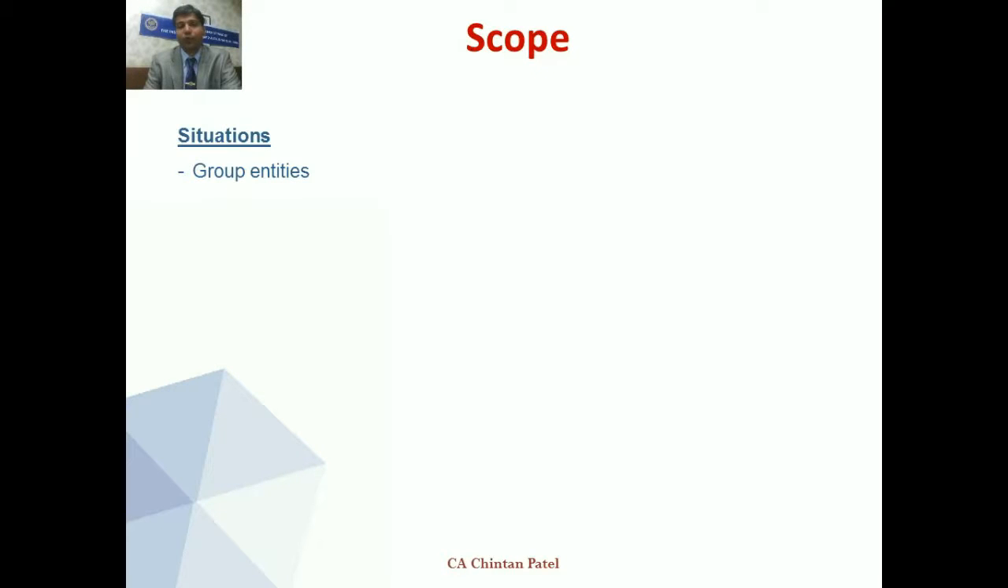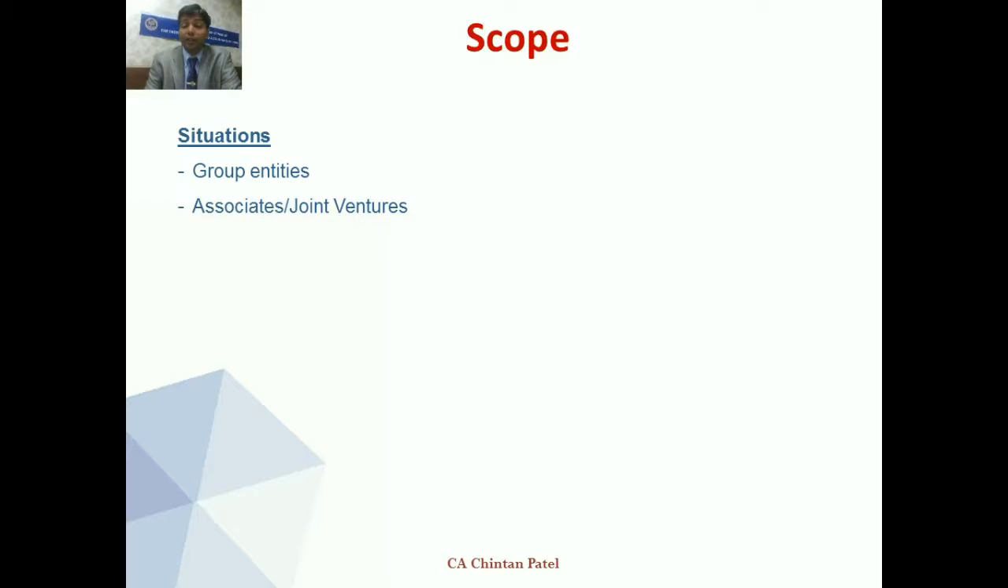Scope. First, group entities. Now the first question is, is it applicable to group companies? Yes, when we refer to IFRS 2, the scope says that it is applicable to group entities. Now what do we mean by group entities? For that we refer to IFRS 10. IFRS 10 says that a group includes the parent and its subsidiary companies. So any shares which are issued by the holding company to the employees of the subsidiary company are covered under the scope of IFRS 2.